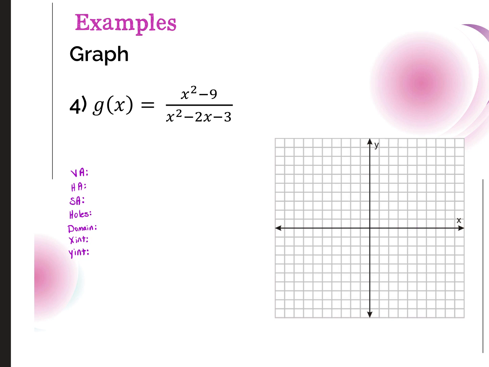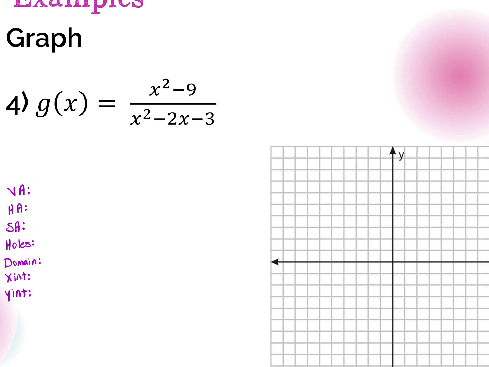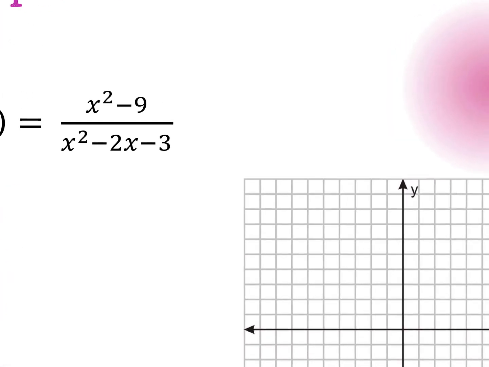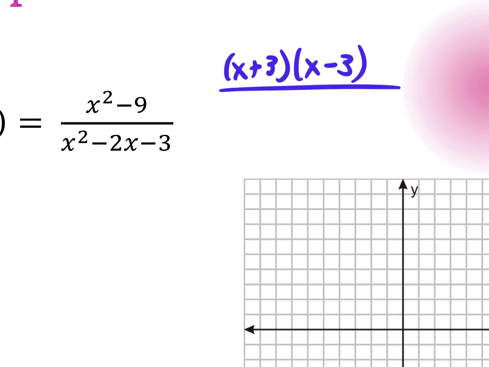What do we notice about this one? You can factor. Right away we can go, oh, wait a second, we can factor. So let's go ahead and do that, okay? What can I factor the numerator into? x plus 3 and x minus 3. Perfect. What about the denominator? I have x minus 3 and x plus 1.